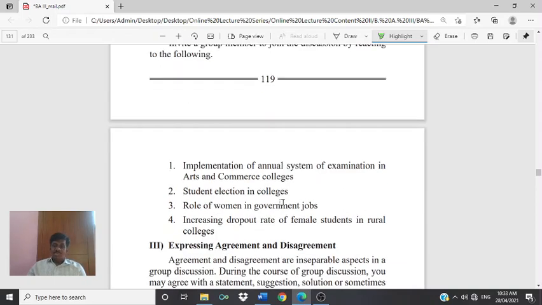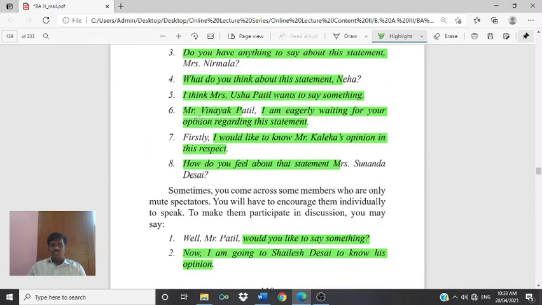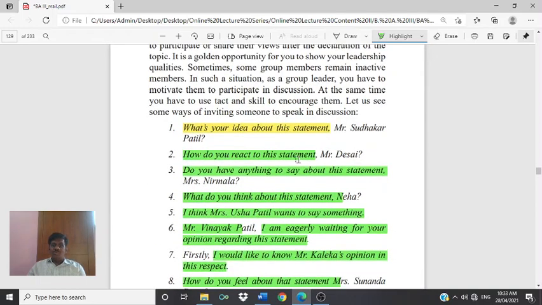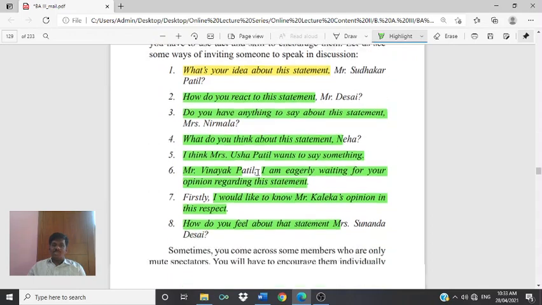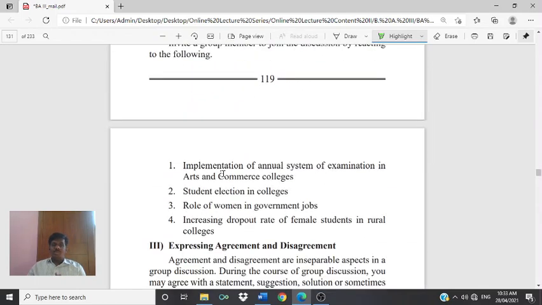Student selection in colleges. In this also you are supposed to use these expressions. How do you react to this statement? What's your idea about this statement? So you have introduced them: today we are supposed to discuss the implementation of annual system of examination in arts and commerce colleges. I strongly believe that arts and commerce colleges require an annual system instead of a semester system. What do you think about this? This is asking others to comment on your statement.